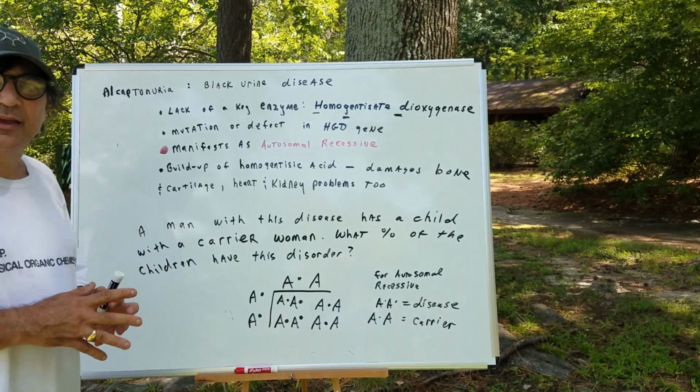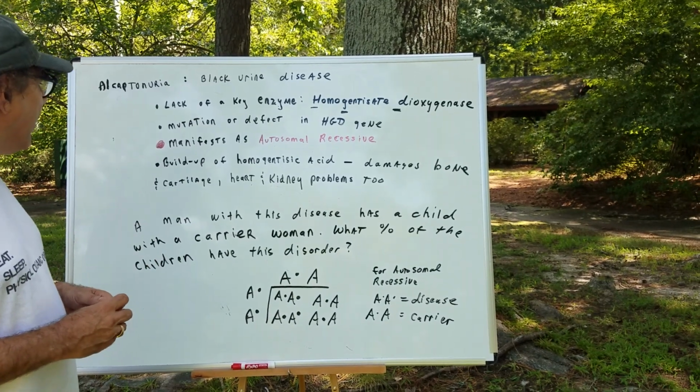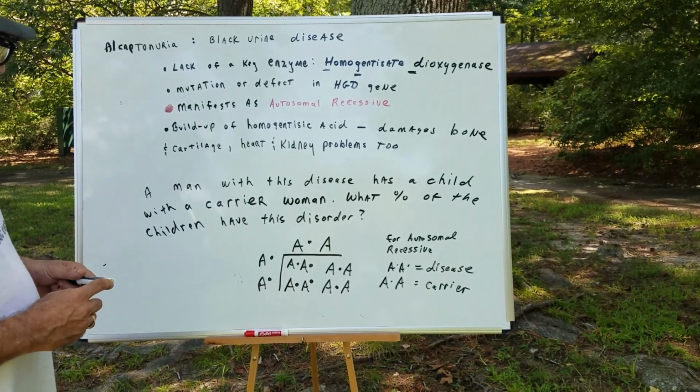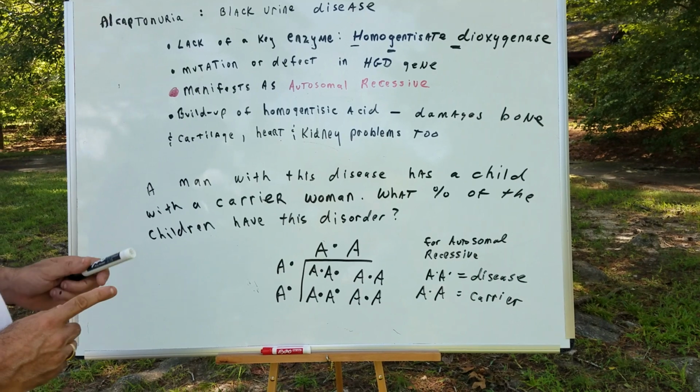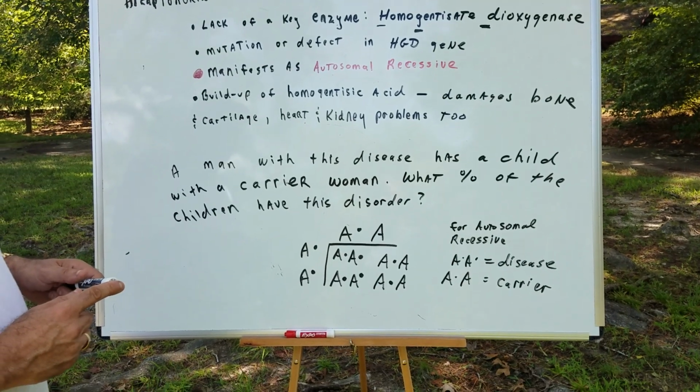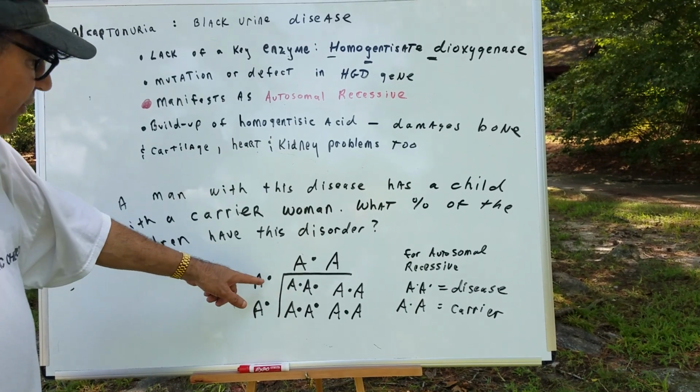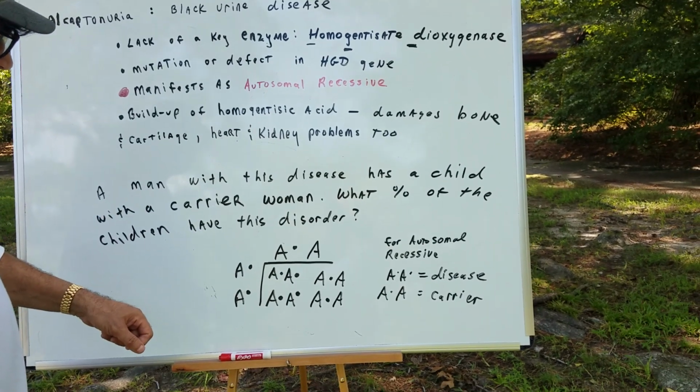For the DAT exam or the OAT, though, let's do a problem on this, pathology. A man with this disease has a child with a carrier woman. What percent of the children have this disorder? What we're going to do is set up a Punnett square. We're going to let a dot mean there's the disease gene.